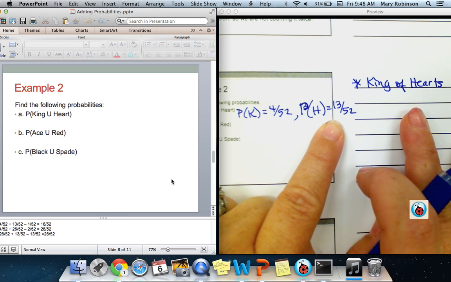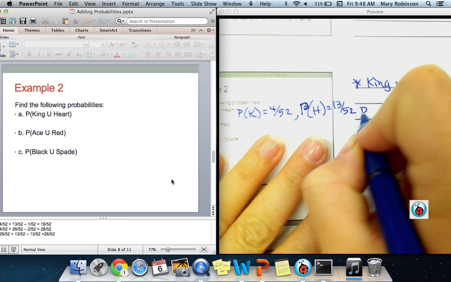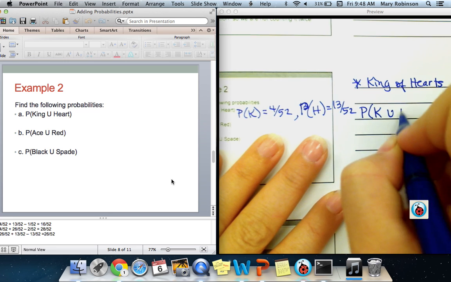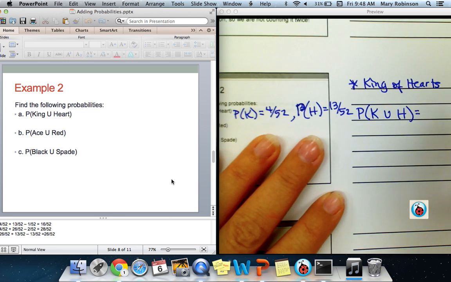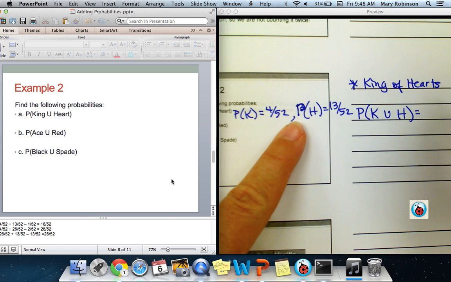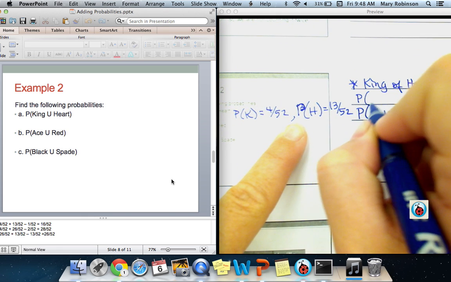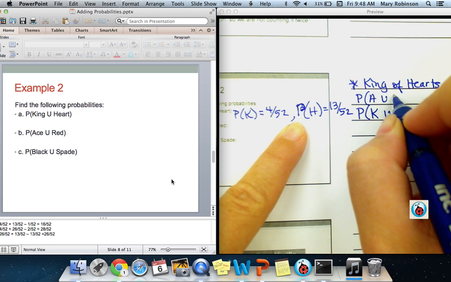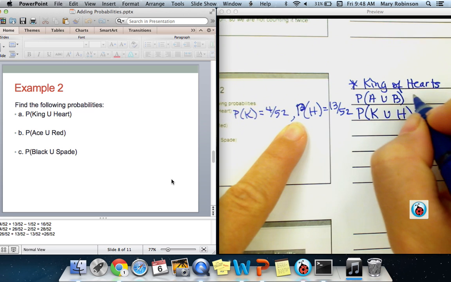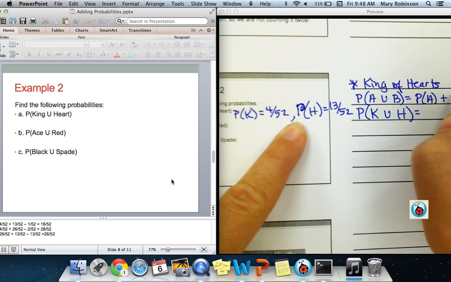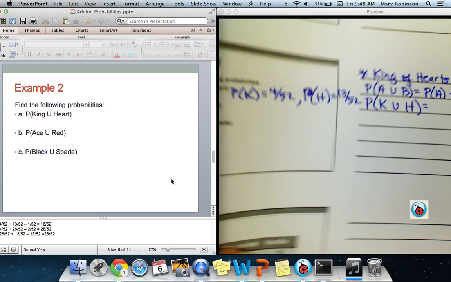So this king of hearts is counted in with the kings, and it is also counted in here with the hearts. To find the probability of a king or heart, we apply the addition rule number 2, remembering that the probability of A or B for a mutually inclusive event is the probability of A plus the probability of B minus the probability of A and B. Oops, let me slide this over. Sorry about that.